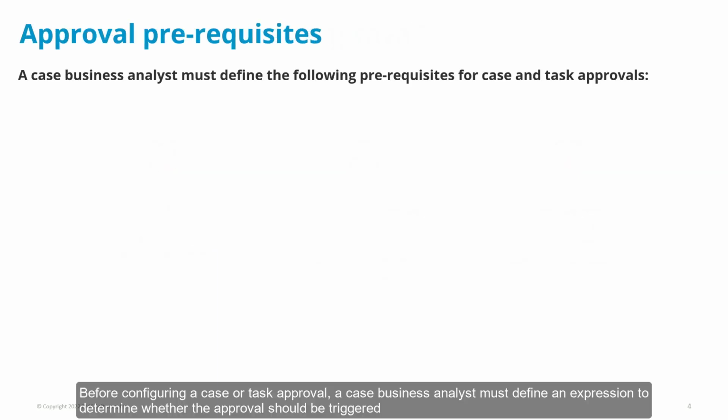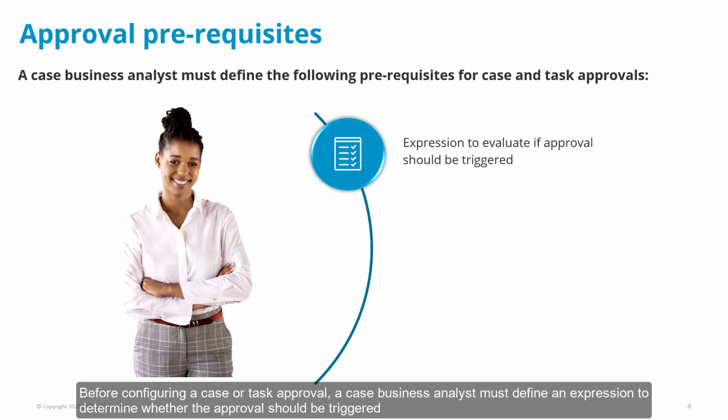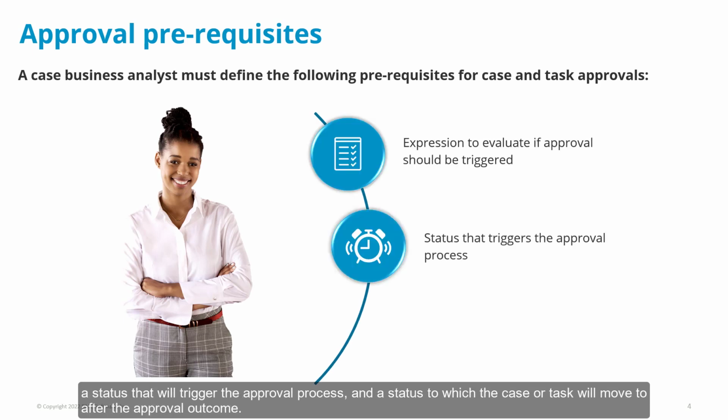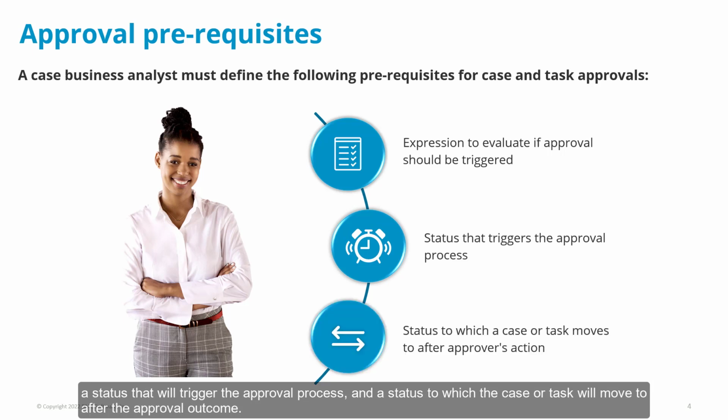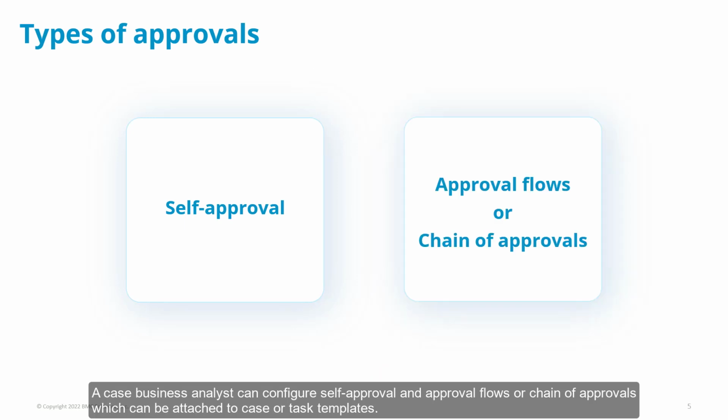Before configuring a case or task approval, a case business analyst must define an expression to determine whether the approval should be triggered, a status that will trigger the approval process, and a status to which the case or task will move to after the approval outcome. A case business analyst can configure self-approval and approval flows or chain of approvals which can be attached to case or task templates.